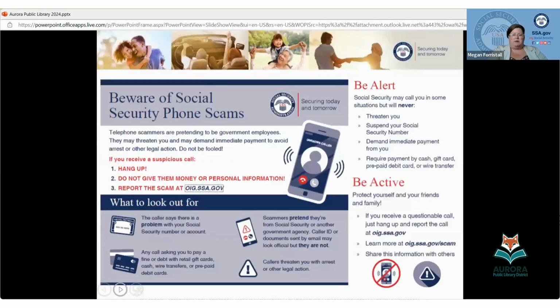And of course, we always like to remind about scams, not just phone, but email, text message, QR codes, even now, they're doing scams on. So just always beware. Know that Social Security never threatens you, never suspends a Social Security number, never demands immediate payment, especially through cash, gift cards, prepaid debit cards. If you do get a scam call like that, hang up and do not give personal information. And you can report it if you have time to oig.ssa.gov to help them track those.